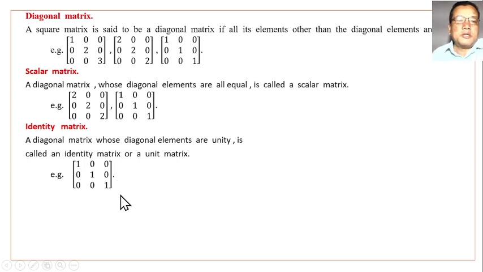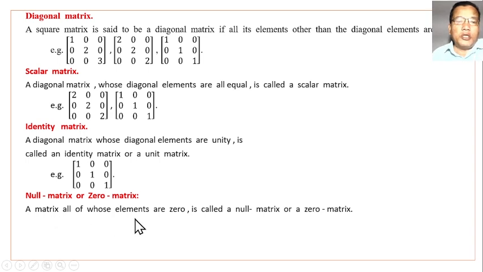Consider a 3 by 3 square matrix: it is a square matrix, a diagonal matrix, a scalar matrix and an identity matrix. Null matrix or zero matrix: a matrix all of whose elements are zero is called a null matrix or a zero matrix. It can be of any order, rectangular or square.